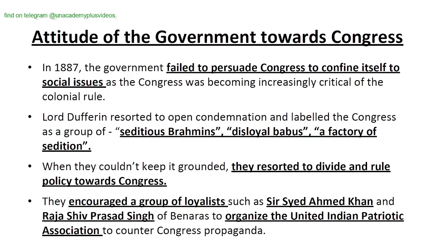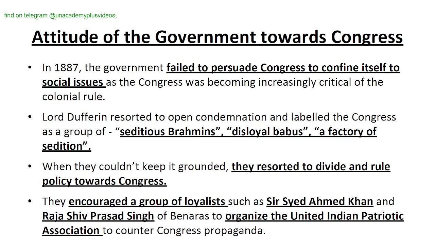Attitude of the government towards Congress. In 1887, the government failed to persuade Congress to confine itself to social issues, as the Congress was becoming increasingly critical of the colonial rule. Lord Dufferin resorted to open condemnation and labelled the Congress as a group of seditious Brahmins, disloyal Babus, a factory of sedition. When they couldn't keep it grounded, they resorted to a divide and rule policy towards Congress.